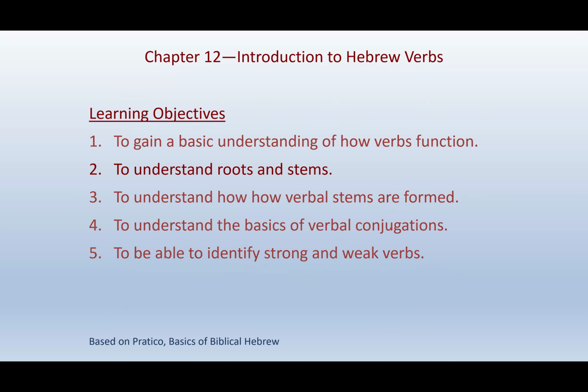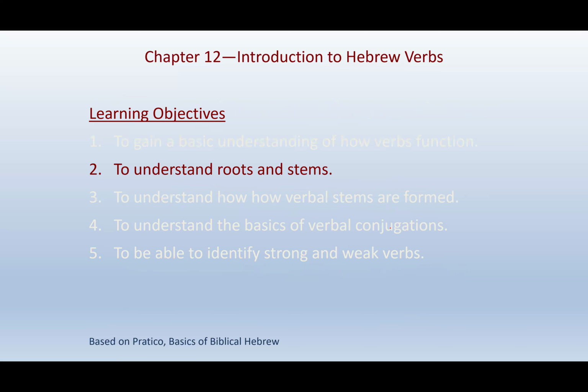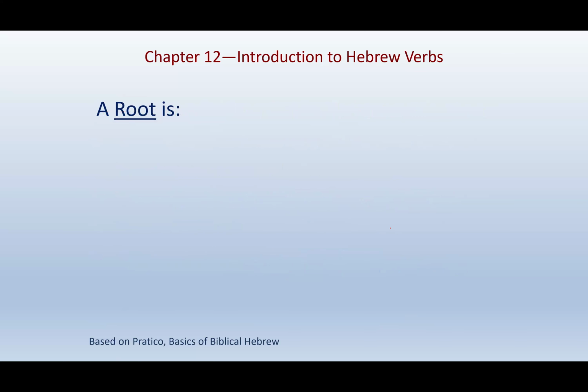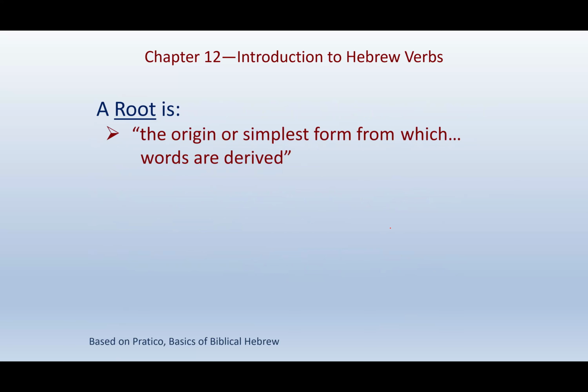All right. Next, we want to look at roots and stems. A root is the origin or simplest form from which words are derived. Okay, we're going to talk more about it. We're going to have some examples here soon. The root is composed of consonants only, no vowels. And the root is hypothetical, meaning that nobody back in Moses' day or Abraham's day went through and said, okay, here's the root. This is what we come up with looking back at what they did.